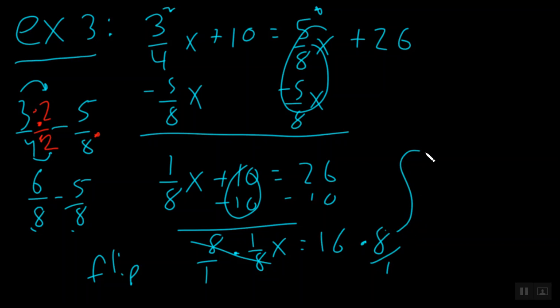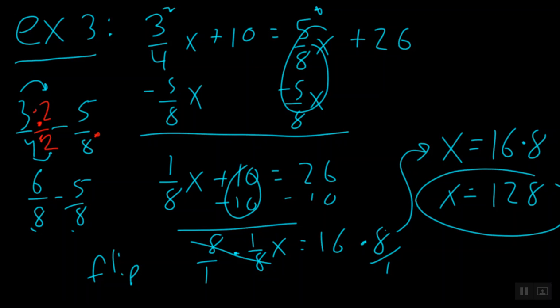So what are we saying? We're saying our answer is going to be x equals 16 times 8, which, no math teacher should be ashamed of, is 128. Let me just double check that with my calculator. Double checking with my calculator, 16 times 8. Yeah, 128. Perfect. And there's our answer.